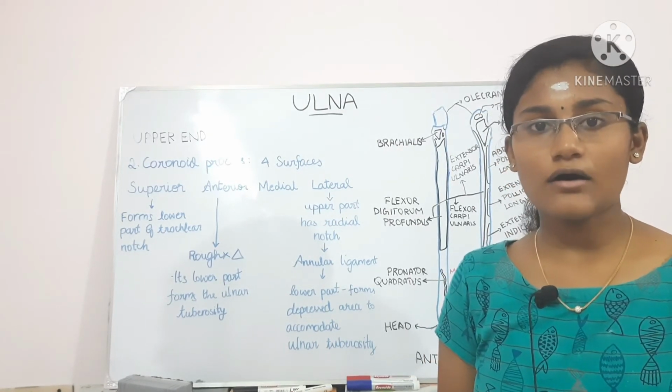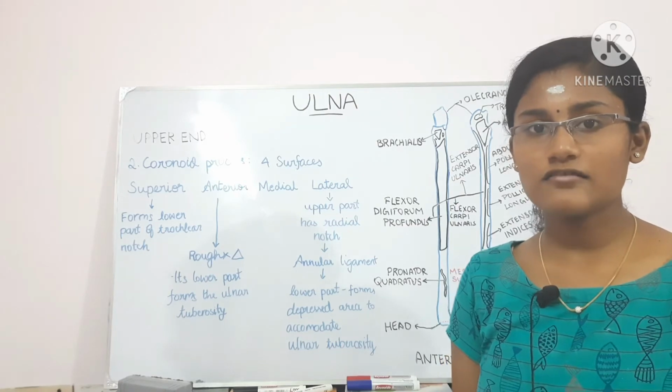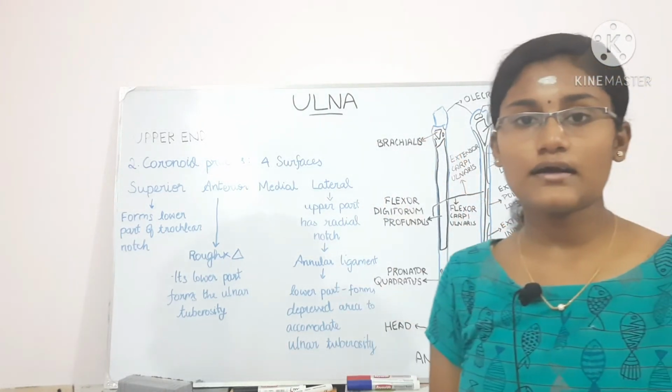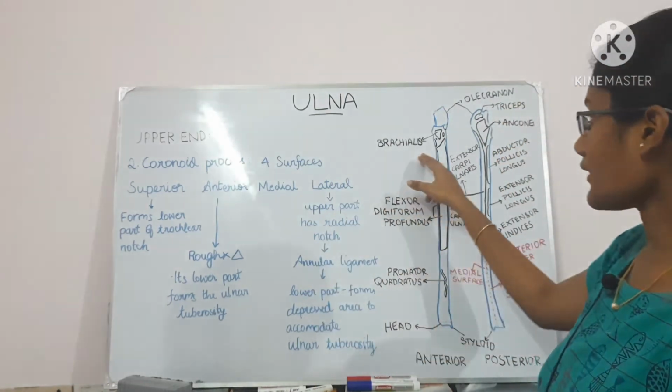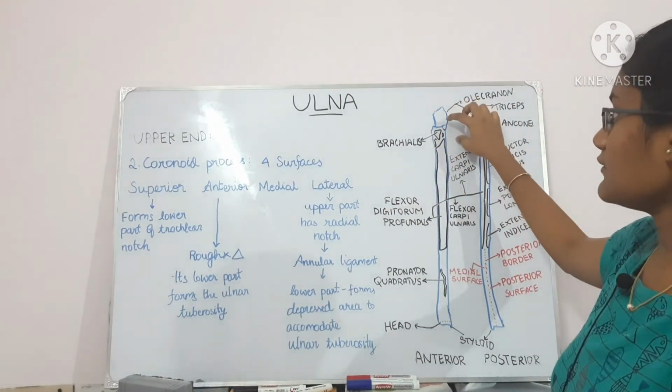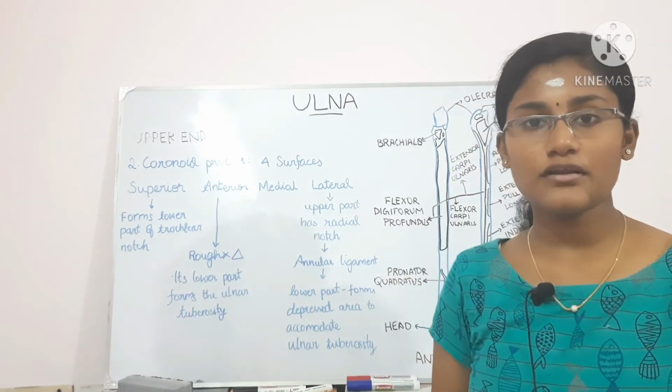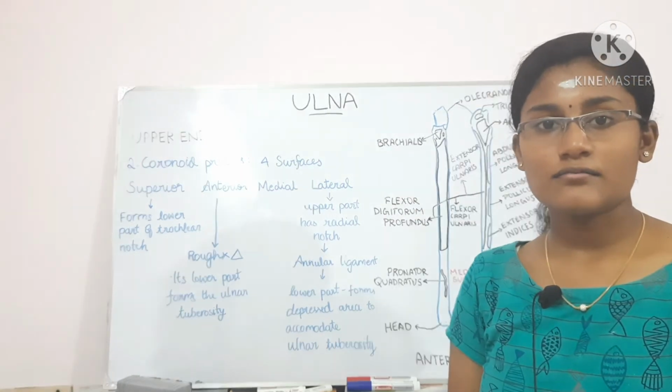Now let's talk about the trochlear notch and the radial notch. The radial notch is present over here and it forms the superior radioulnar joint, and the trochlear notch is present over here, and the trochlear notch attaches with the trochlea of the humerus to form the elbow joint.